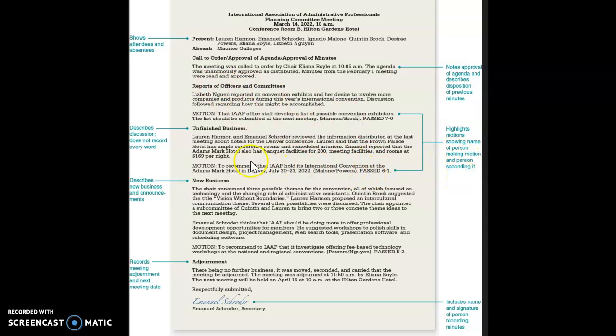You can see here who made the motion, Adams Mark Hotel in Denver, Malone and Powers, that's who approved it. It describes discussion. It doesn't record every word. It just kind of summarizes. Describes new business and announcements. And then it records the meeting adjournment and the next meeting date. And down here, it includes the name and signature of the person recording the minutes. So that's what the minutes of a meeting report would look like.